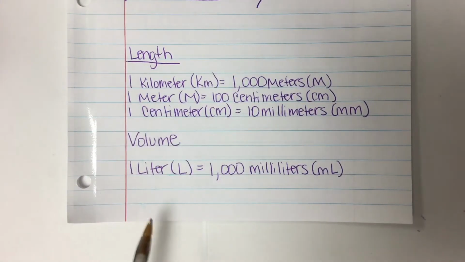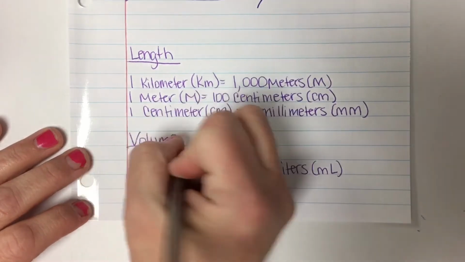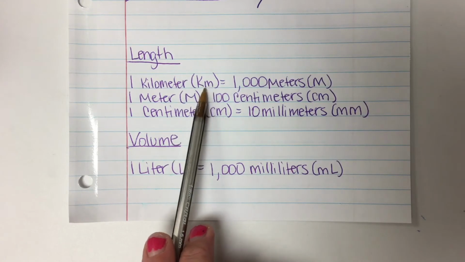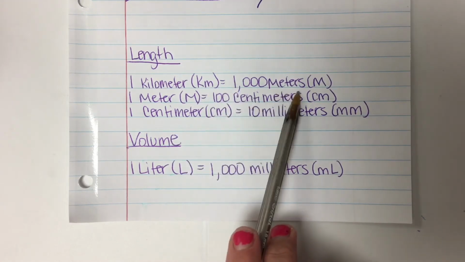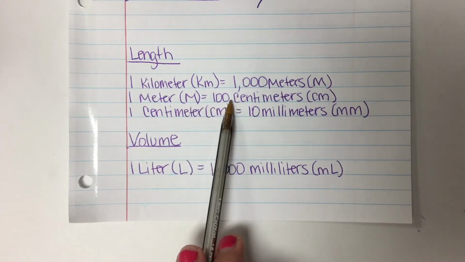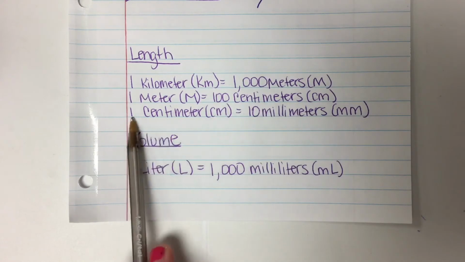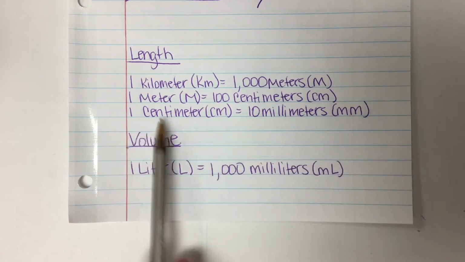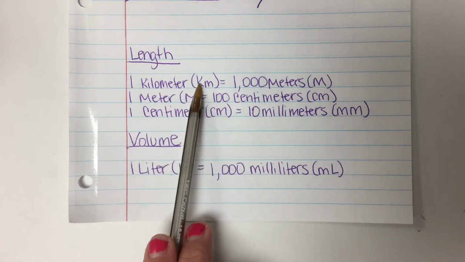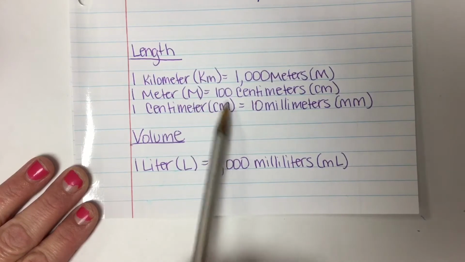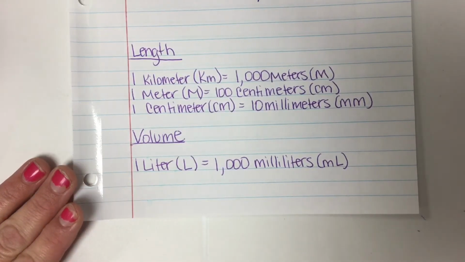This is metric units. Okay, so we've got length. 1 kilometer, KM is the initials, equals 1,000 meters. 1 meter, which is an M, equals 100 centimeters, CM. 1 centimeter, which is CM, equals 10 millimeters, MM. Okay, you need to know the abbreviations. So kilometers is KM, meters is M, centimeters is CM. Okay, that's length, because it ends with an M, it's meters.